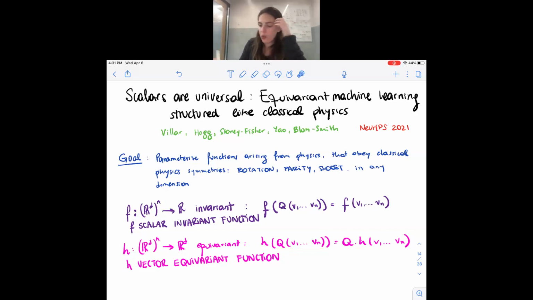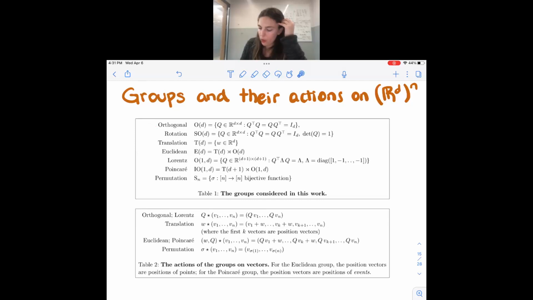And the groups that we are considering are the orthogonal group, the group of rotations, the group of translations, the Euclidean group that includes translations and rotations, the Lorentz group, which is a group that shows up in special relativity and is defined as the orthogonal group, but there's this lambda matrix here, which is one and then negative ones. This is lambda. And you have that Q transpose times lambda Q is equal to lambda. So in the case of the orthogonal group, the lambda is just the identity. Then the Poincaré group that includes the Lorentz group and translations, and then just permutations. And the actions are what you would expect.